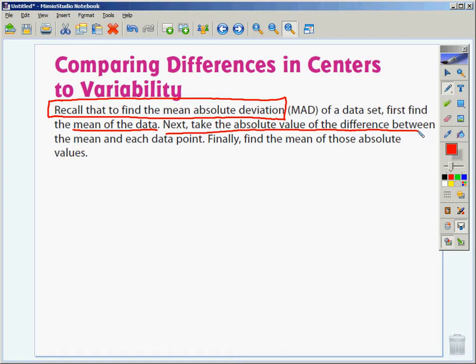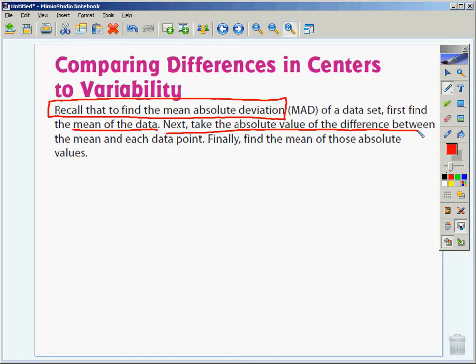Take the absolute value of the difference. And absolute value means what? That your result is always going to be positive. Absolute value means the distance from 0. Distance is a positive number. So the absolute value of a -5 is 5. The absolute value of 5 is 5. The absolute value of a -2 is 2. The absolute value of a +2 is 2. Anything that is on the inside will come out as a positive.